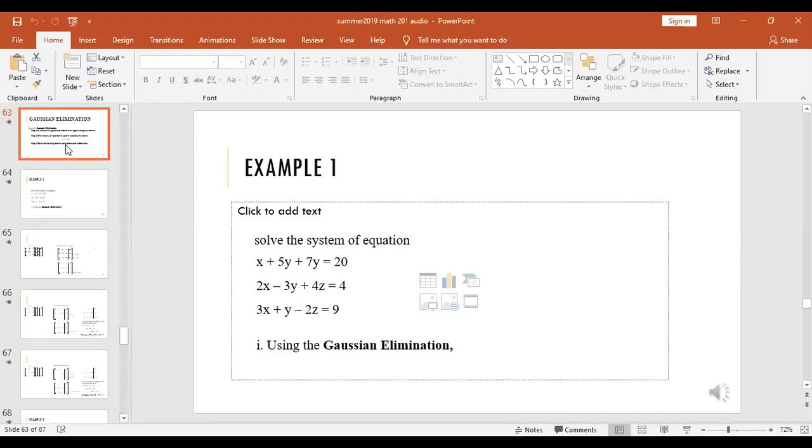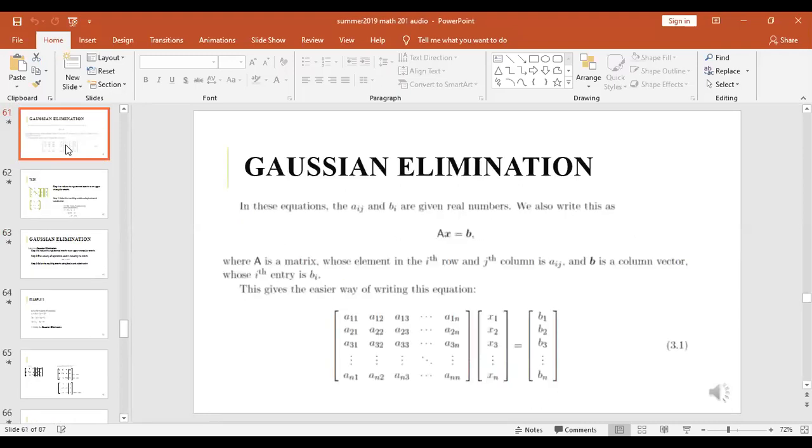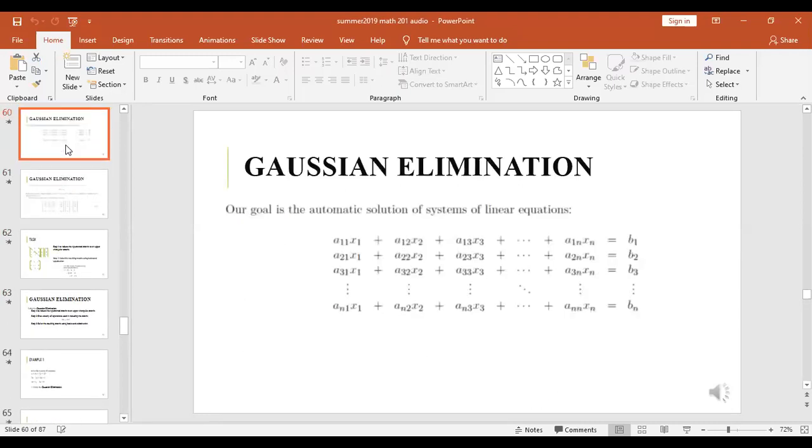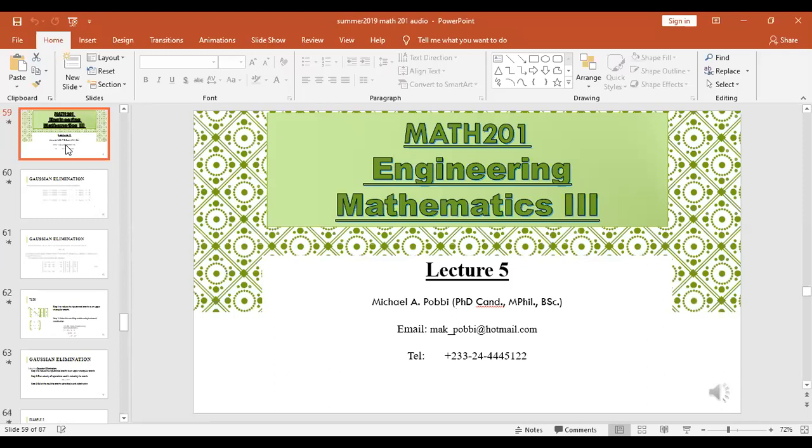We are beginning with numerical techniques for systems of linear equations. And like I told you last week, you needed to go back to your elimination techniques, to assist your comprehension of what will be taught in today's class.